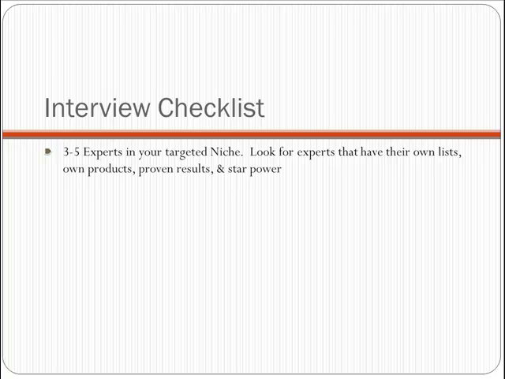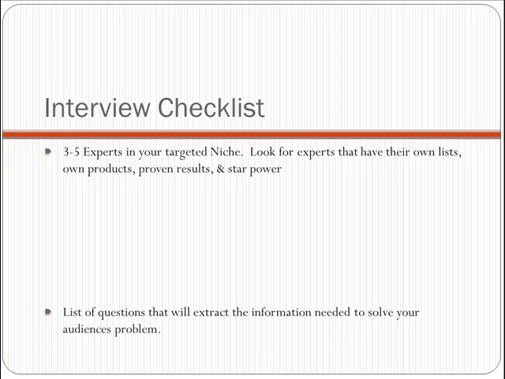Look for experts that have their own list. This is important because you can leverage that. Look for experts with their own products, because they're going to be credible experts. They're going to be seen as experts in their niche already if they have their own products. Proven results. Not just somebody that's got a bunch of products. You want to be able to prove that they have results, because in these interviews you want to come across as these guys being credible. You want to be able to show that they get results, and they need star power. So the people that are out there really making things happen, that people are standing up and taking notice of. You want these qualities in the people that you're interviewing.